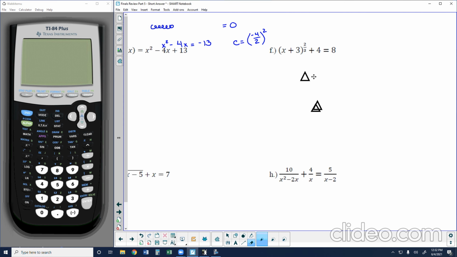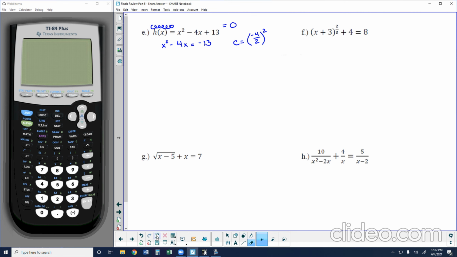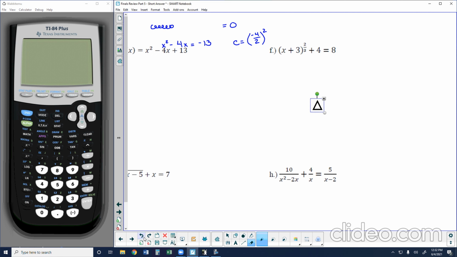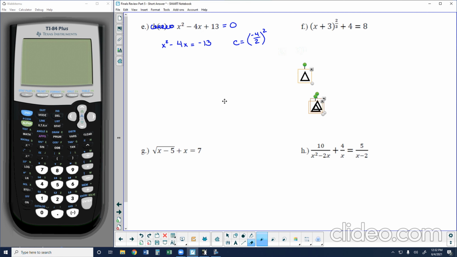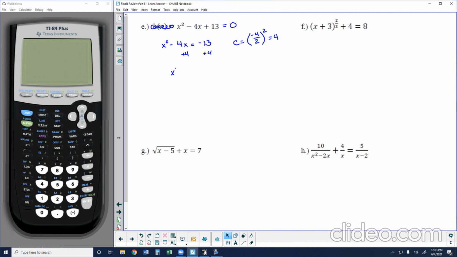Sorry about these triangles popping up on the screen. Let's get rid of those. So negative 4 divided by 2 would be negative 2, and that squared would be 4. So I'm going to need 4 as my third term here on the left. So I'm going to add 4 to both sides. This gives me x squared minus 4x plus 4 equal to negative 9.